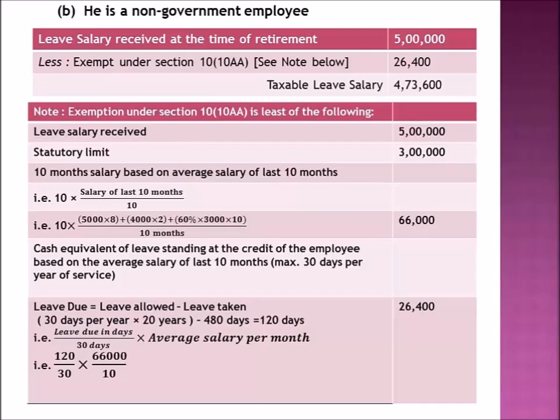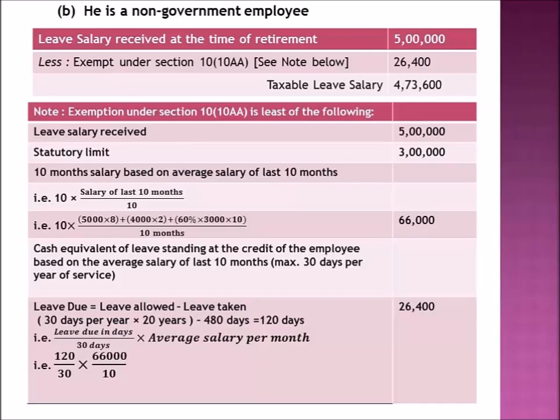We add up all these three figures and divide it by 10 months, and then again multiply it by 10 to get the average 10 month salary, which comes up to rupees 66,000. So you got it, how we calculated the 10 months average salary. We computed the basic pay, computed the dearness allowance, we divided it by 10 months to get the average salary, and then we multiply it by 10 to get the 10 months average salary.